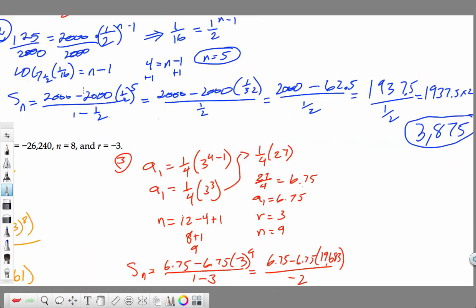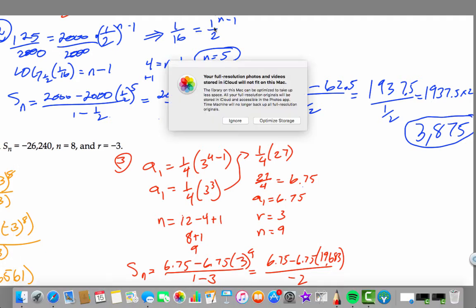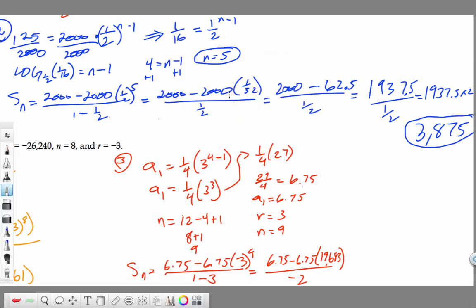Number 2. Well, I had to plug it into the AN formula first, so 125 equals 2,000 times 1/2 raised to the N minus 1, divided by 2,000. 1 over 16 is equal to 1/2 raised to the N minus 1. You can change it to log form, or you could have gotten the bases to be the same. Either way, N minus 1 is equal to 4. Add the 1, and N is equal to 5.